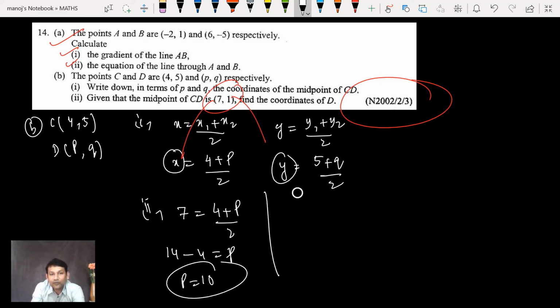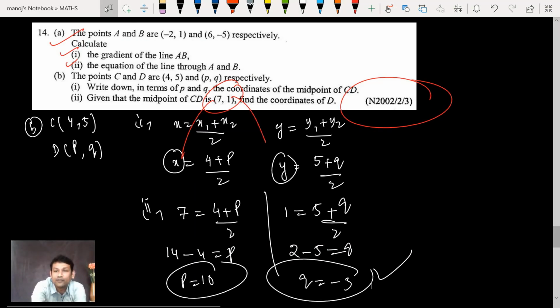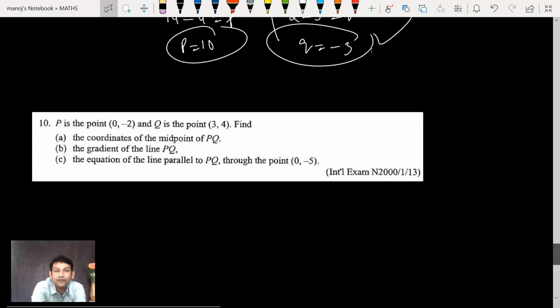And when you want to find the value of q, the 1 is y, so 1 equals 5 plus q upon 2. 2 multiplied is 2, then 5 is negative, and then q, and q is coming minus 3, and we have done it. This is one good example while using the midpoint formula.